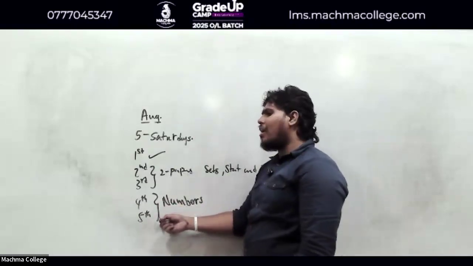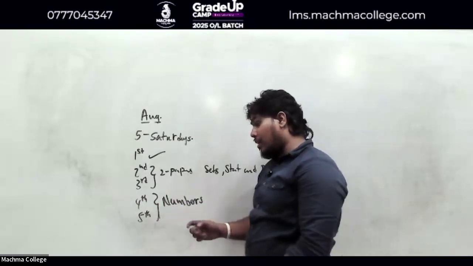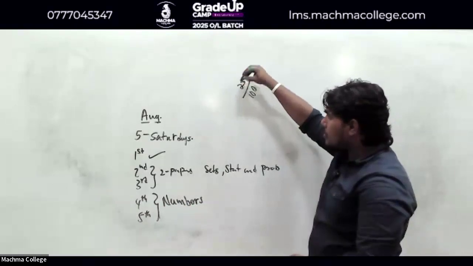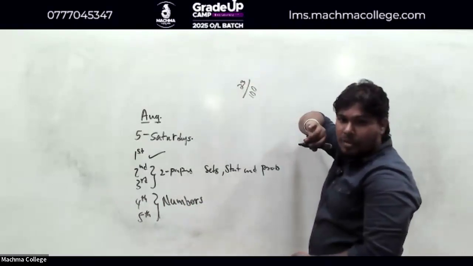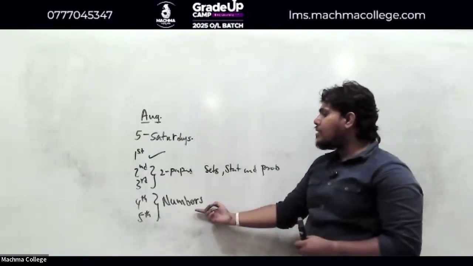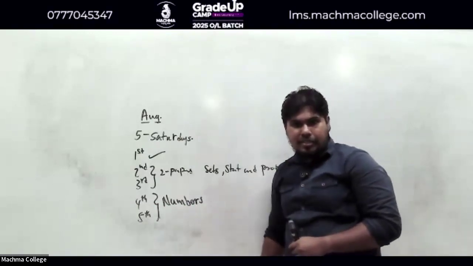Sometimes I need only 1.5 weeks for that, it's not a big part, but still in the exam paper, out of 100, 23 marks are allocated for that. 23 marks, right? 23 marks allocated for the numbers part. Like percentage, under numbers only percentages are there.